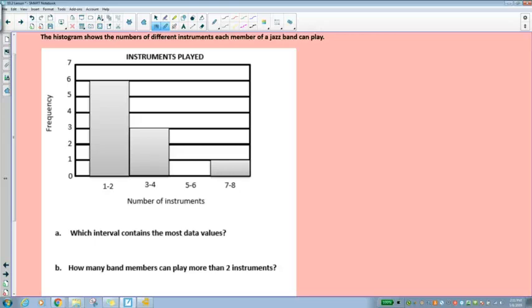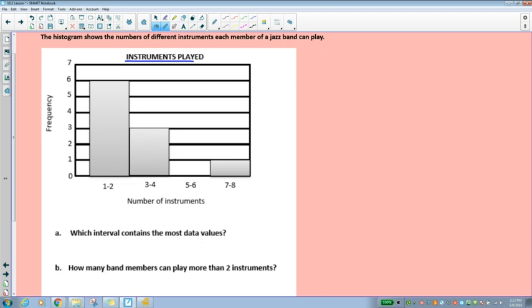All right, in example 2, we have a histogram that shows the number of different instruments each member of a jazz band can play. So we have a histogram here that we are now going to pull information from. And I can see that it's about instruments played because there's a title on the top. The frequency is down the left axis, or the Y axis, and it goes anywhere from 0 up to 6 because that's the highest bar.